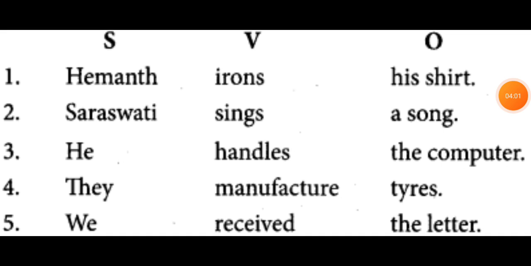The second pattern is the SVO pattern. That means subject, verb and object will come. Look at these sentences given. Hemant irons his shirt. Hemant is the subject, irons is the verb and his shirt is the object. So here 3 things will come. First is the subject, then is the verb and the third one is the object. Object can be either a person or a thing. Nothing else will come, either a person or a thing. So these are things. Just go through the examples given in this page. Subject, verb and object. That is the SVO pattern.